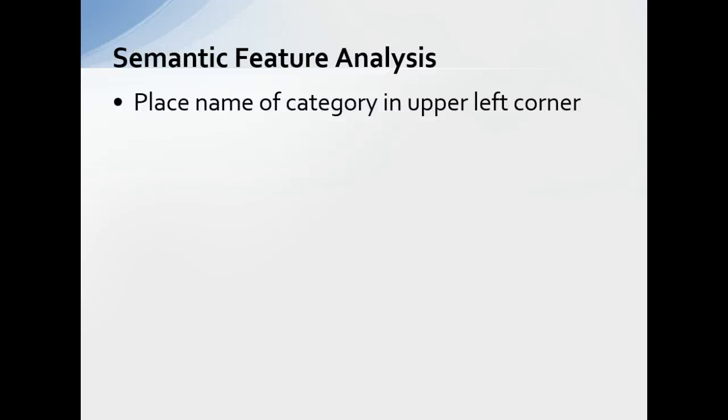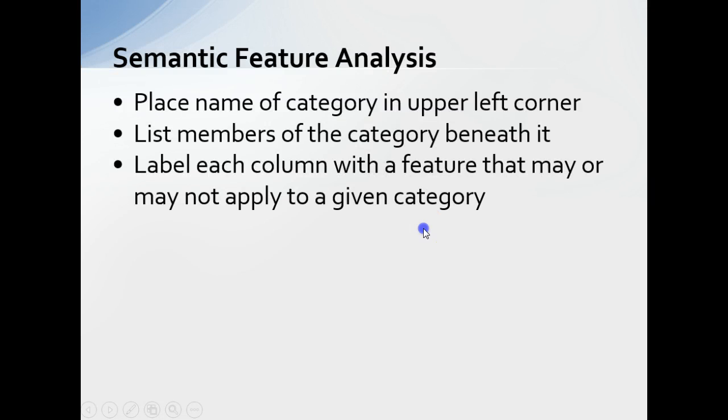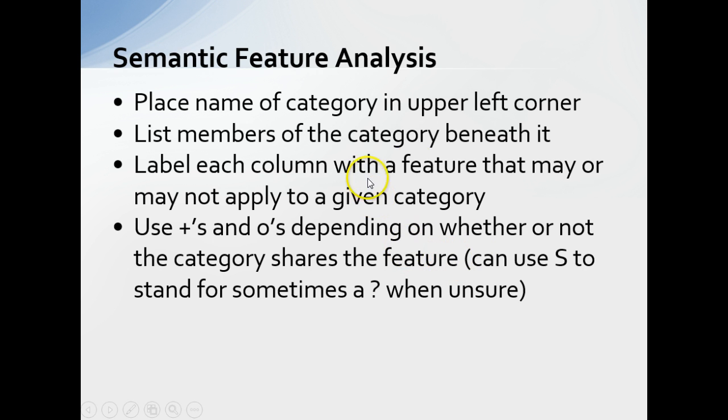We use pluses and O's depending on whether or not the category shares the feature. The plus stands for the fact that it has the feature, and the O stands for the fact that it doesn't have the feature. We can also use S, the letter S, to stand for sometimes, or a question mark if you're unsure. Let me put them all up here for you.